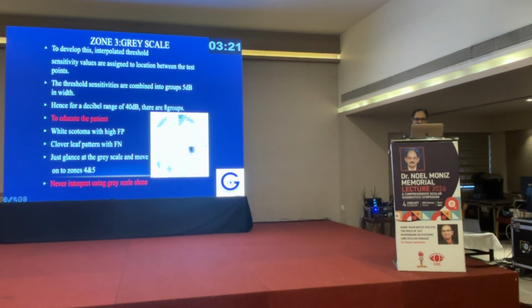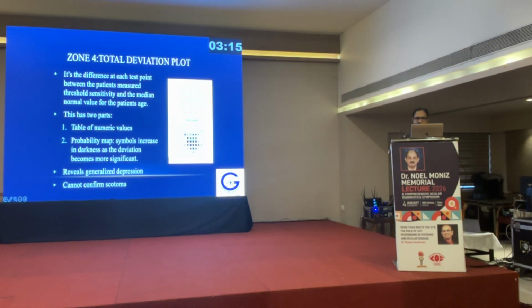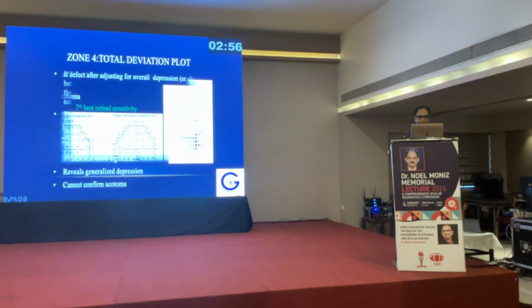Zone 3 is the gray scale. This is just to educate the patient, and never interpret using the gray scale alone. Zone 4 is the total deviation plot, where at each test point the patient's threshold value is compared with the normative data, and we get the total deviation plot. It reveals generalized depression, however it will not confirm the scotoma.